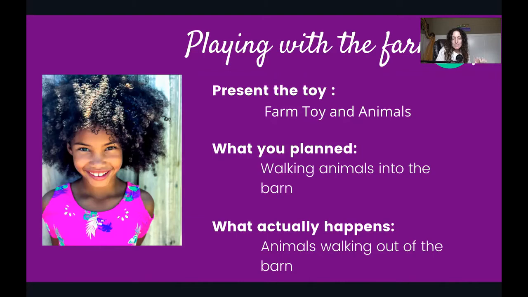You plan to walk the animals into the barn. Do, do, do, do, do. And what actually happens is you walk the animals out of the barn. And I've been working with a student before in the home, and something like this happened where I had planned we were going to work on it this way, but I see the student wanting to do it a different way. And then I remain flexible and I kind of pivot on how we're going to work on the skill. And we still work on the skill, right?